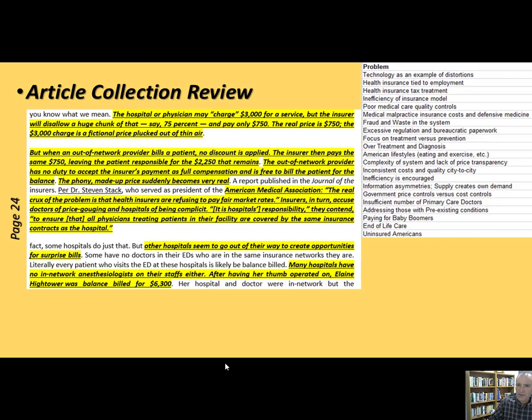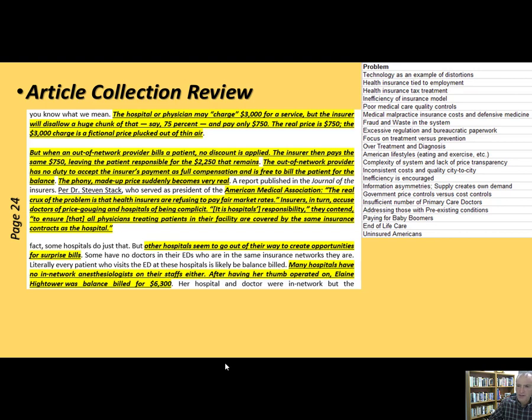The hospital or physician may charge $3,000 for a surgeon, but the insurer will disallow a huge chunk of that and only pay $750. The real price is $750. The $3,000 charge is a fictional price. And so that's why we saw in that previous chart that they negotiated that price down. That's because they're intentionally, grossly overcharging. And so if you're out of network, you get those grossly inflated bills. When an out-of-network provider bills a patient, no discount is applied. The insurer then pays the same $750, leaving the patient for whatever the rest is. The out-of-network provider has no duty to accept the insurer's payment as full compensation and is free to bill the patient for the balance. The phony made-up price suddenly becomes very real.